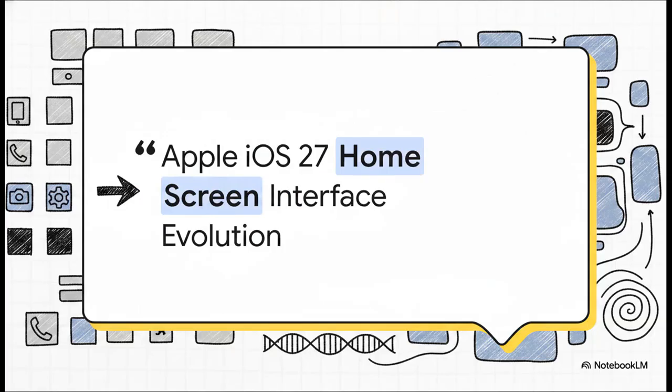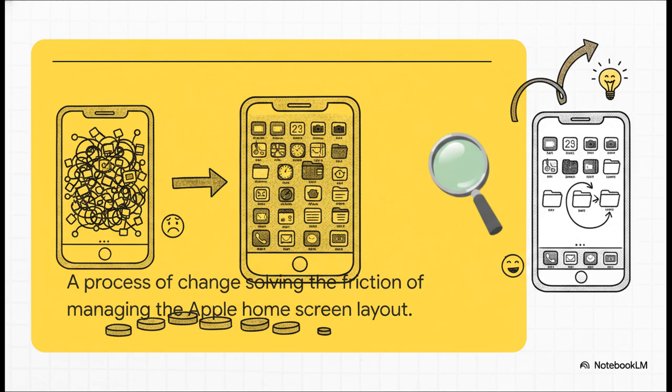Now, notice how the source explicitly frames this leak. They call it a home screen interface evolution. They aren't just calling this a minor feature tweak or some simple software patch. Framing it this way indicates a fundamental step forward in the interface's DNA. Calling it an evolution implies that the previous state, the one we're all using right now, actually lacked a certain adaptability. And this new iteration is going to make the user experience significantly more robust and way more responsive to human error.